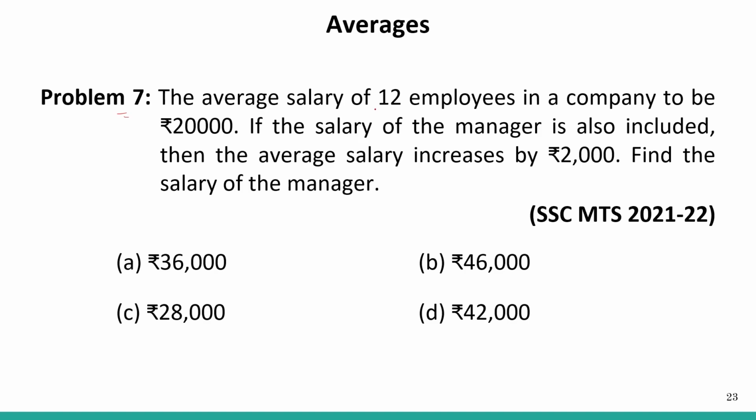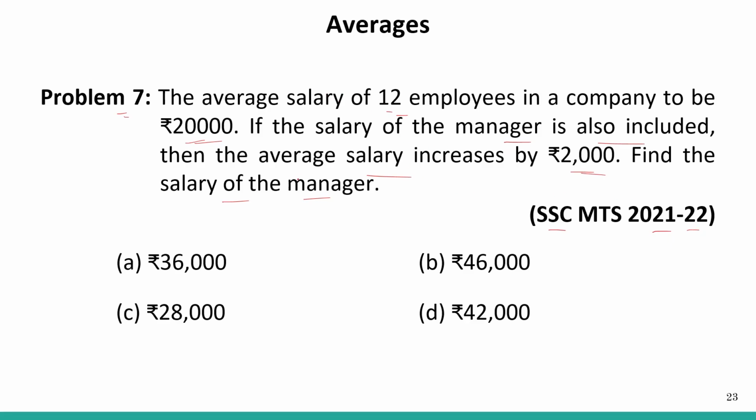The average salary of 12 employees in a company is 20,000. If the salary of the manager is also included, then the average salary increases by 2,000 rupees. So find the salary of the manager. Is it 36,000, 46,000, 28,000 or 42,000? Let's see. This question has been asked in the SSC MTS 2021-2022 paper.